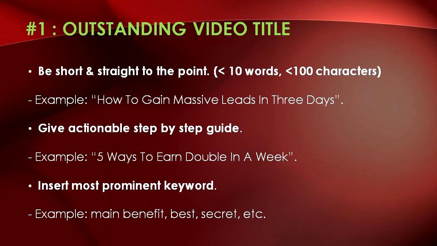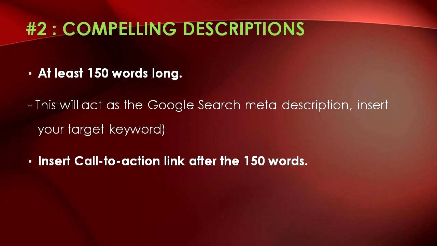Other than that, interesting video titles, which you may consider using, are controversial ones and open-ended titles. These titles invoke curiosity and persuade viewers to click on the video to find out more. Of course, the titles will work together with the video thumbnail, which we'll cover later in the course. You should also insert as many prominent keywords as you can. For example, main benefit, best, secret, and more. These are some examples of keywords that are prominently searched on the internet and have been proven to drive more clicks.